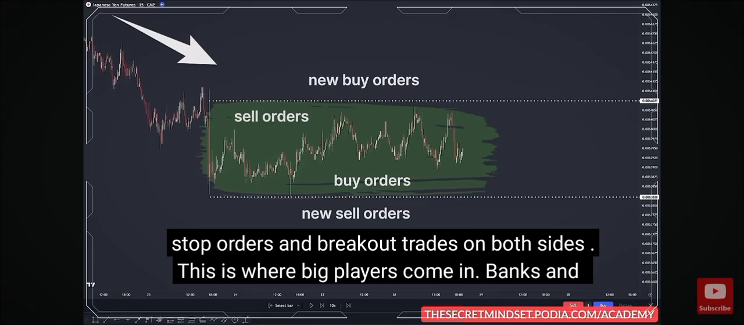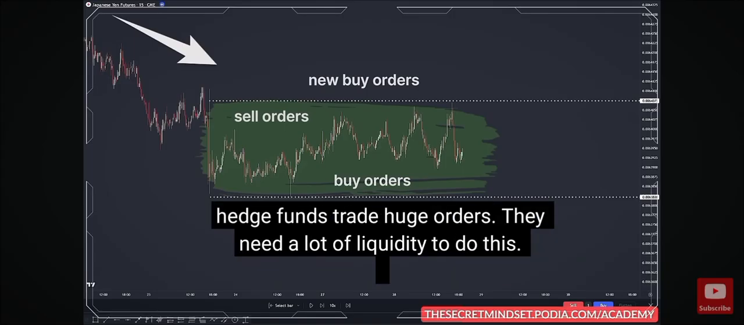This is where big players come in. Banks and hedge funds trade huge orders, and they need a lot of liquidity to do this.